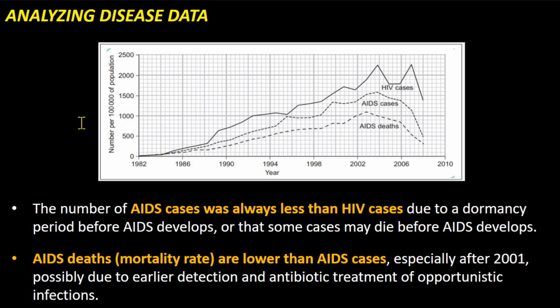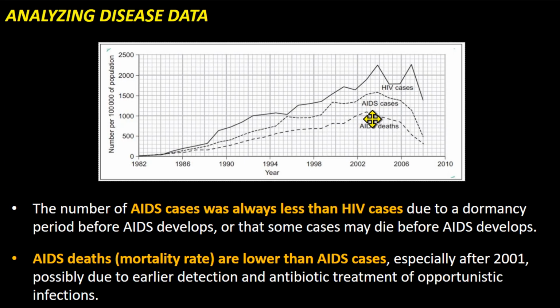Other observations that we can see here. In terms of the AIDS cases, you can notice that this was always less than the HIV cases. This is due to the dormancy period before AIDS developed. Not everybody who has HIV is going to develop AIDS, or some cases with HIV may die before AIDS develops. Lastly, if we look at the AIDS deaths, we can see that the AIDS deaths are lower than the AIDS cases. This could be especially after 2001, and this could be possibly due to earlier detection or any opportunistic infections that may pop up.